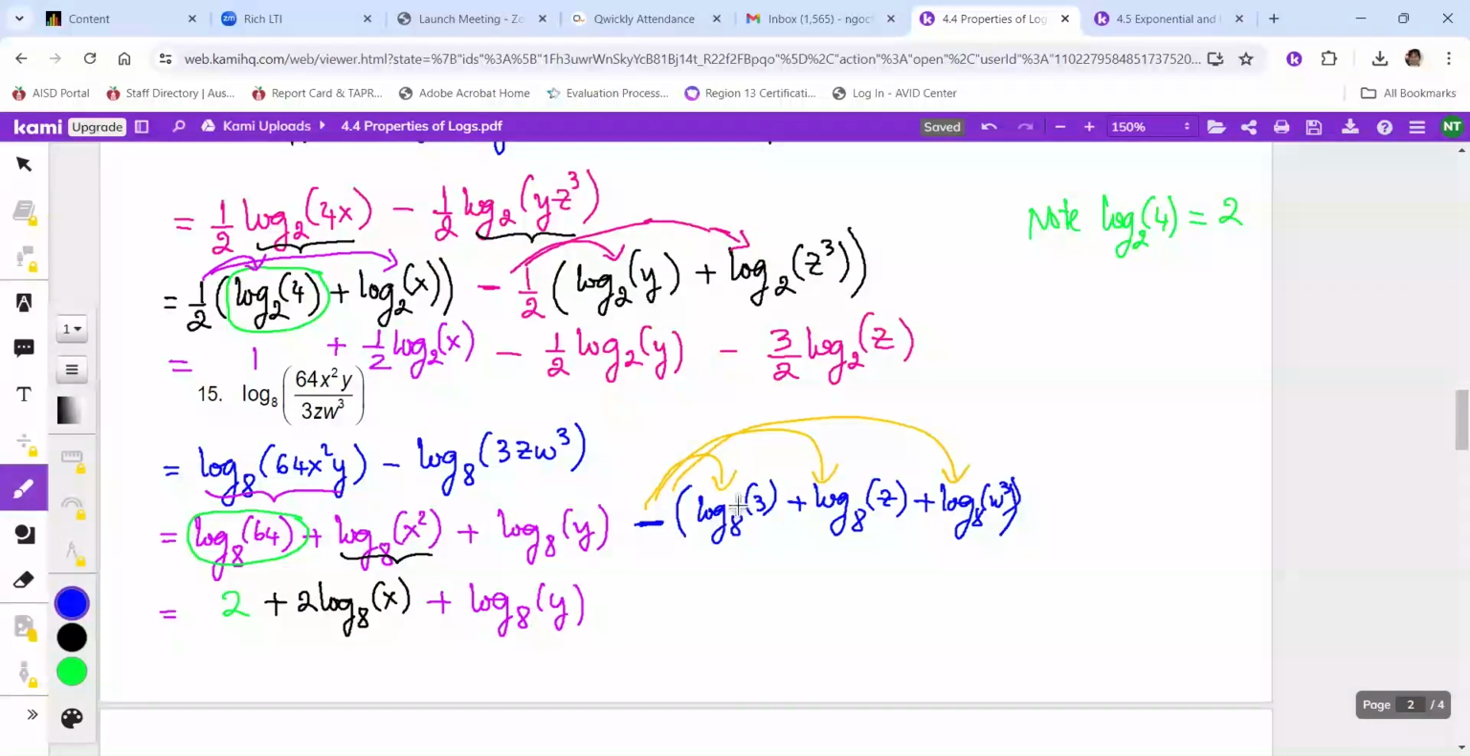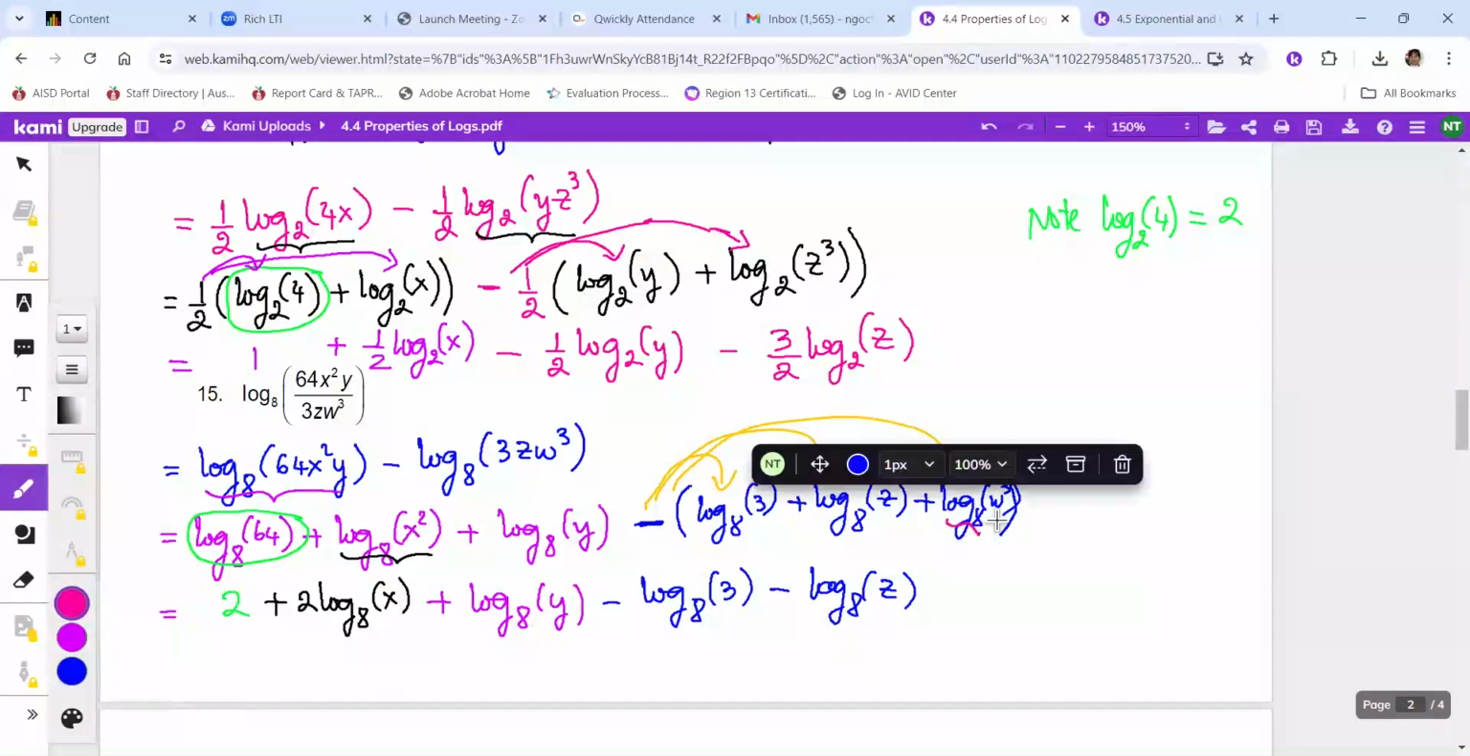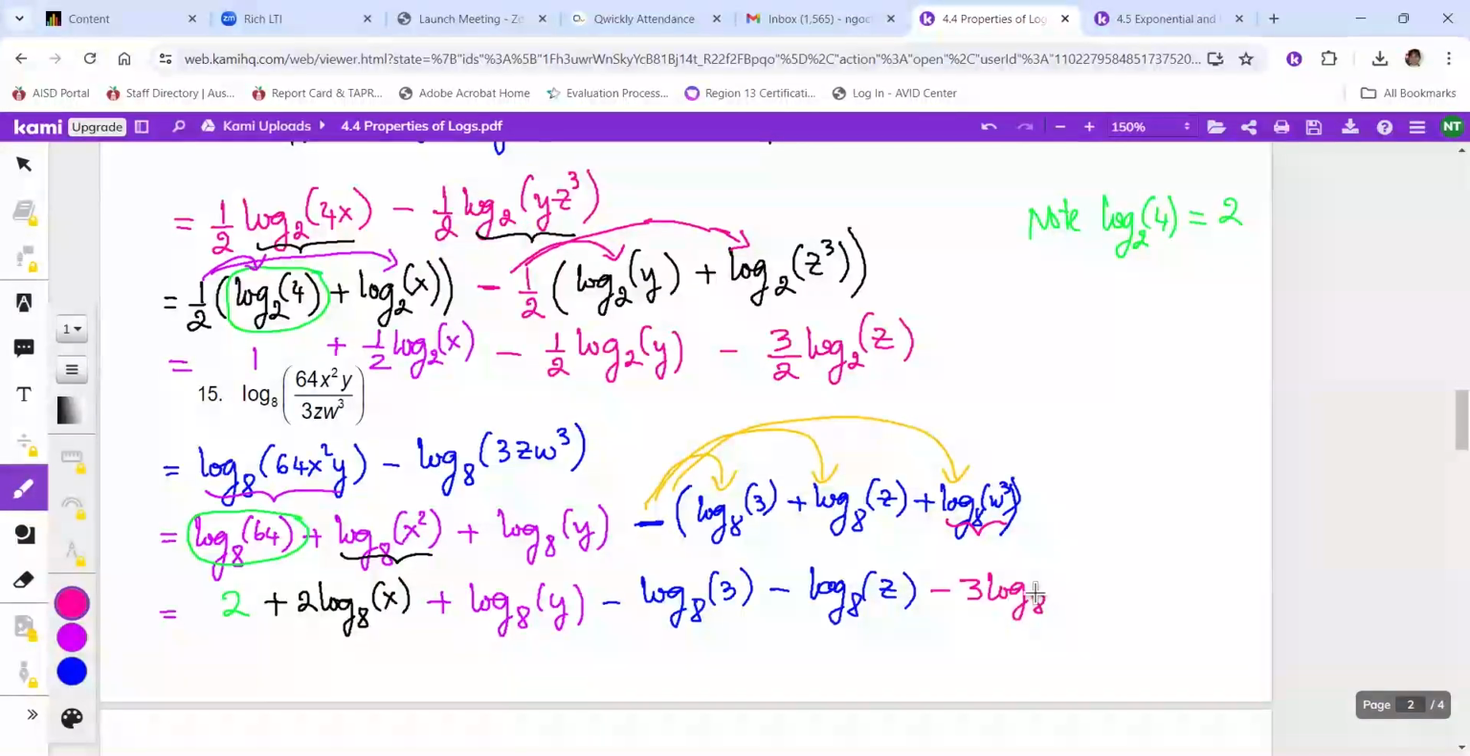We just distribute the negative. So it's minus log base A of 3. And then keep going, minus log base A of z. And the last one, besides distributing the -1, we also use the power property. So we move the power, which is the exponent 3, to the front. So it's -3 log base A of w.